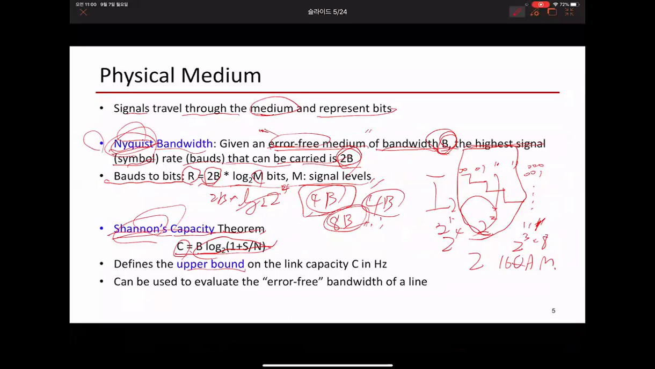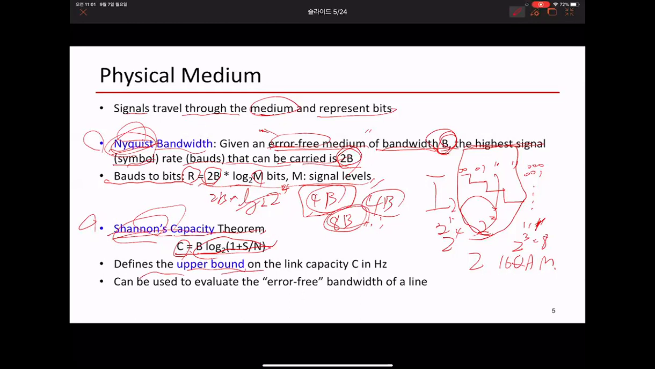Nyquist told us the bit rate we can achieve in a given bandwidth. Shannon taught us what the upper bound is in a given network. And neither of them told us how to get there. So for 4G and 5G, we have never reached there yet.